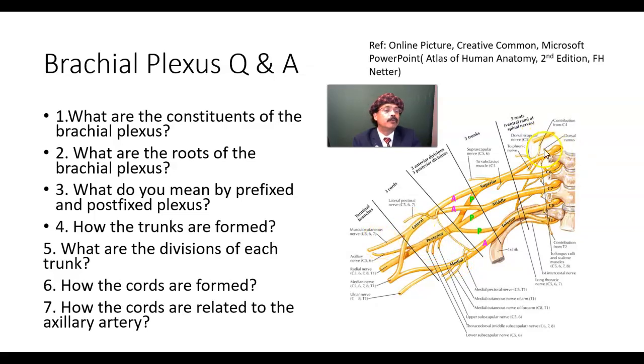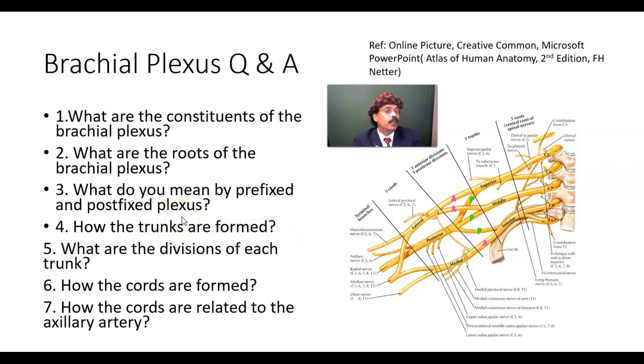So this part, the root, is formed by the ventral primary rami of C5, C6, C7, C8, T1. What are the roots of brachial plexus? We have just discussed. What do we mean by prefixed and postfixed? Prefixed: we have a big contribution from C4 and no contribution from T2, then we call it prefixed. Postfixed: when T2 has significant contribution and C4 has no contribution, then we call it postfixed.